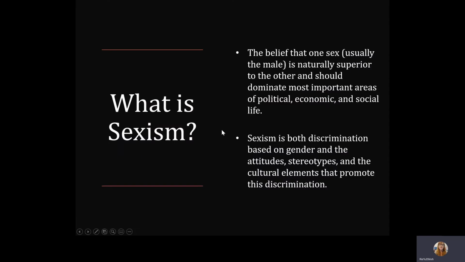So let's touch a little bit on sexism. Let's define it first. Sexism is the belief that one sex, typically male, is naturally superior to the other and should dominate most important areas of political, economic, and social life. Sexism is both discrimination based on gender and the attitudes, stereotypes, and the cultural elements that promote this discrimination.